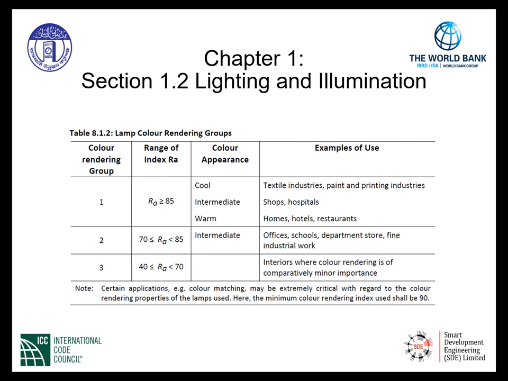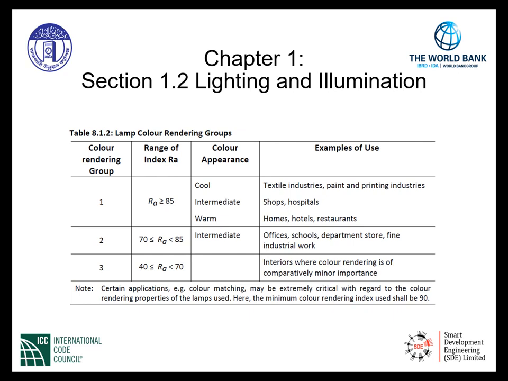As we can see, the range of index R sub A with respect to the color rendering group is given to us. Color rendering group 1 gives us a range of index R sub A greater than or equal to 85. Color rendering group number 2 gives us a range between 70 and 85. And color rendering group 3 gives us a range of between 40 and 70. The color appearance, as seen in the third column, in color rendering group 1, is cool, intermediate, and warm. The examples of use are given in the last column.